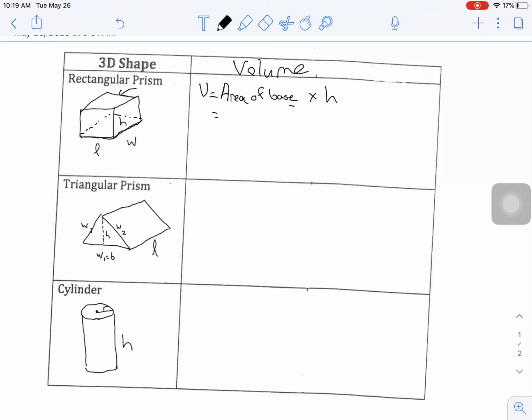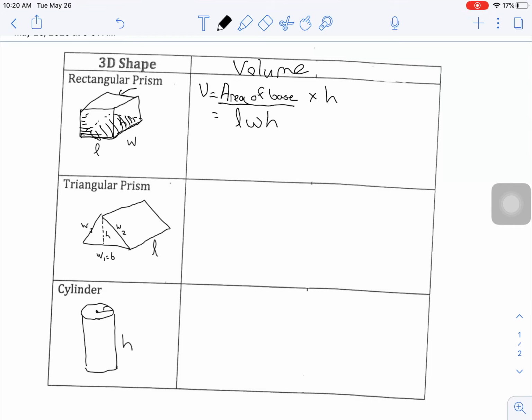And if you remember this formula, all volume is just whatever the base of this thing is times the amount of times it goes up, the height of it, then we're going to get the volume. So the area of the base, what is the base of this object? Well, it's a rectangle. And what's the formula for a rectangle? Length times width, times the height. So our formula for volume of a rectangular prism is length times width times height.